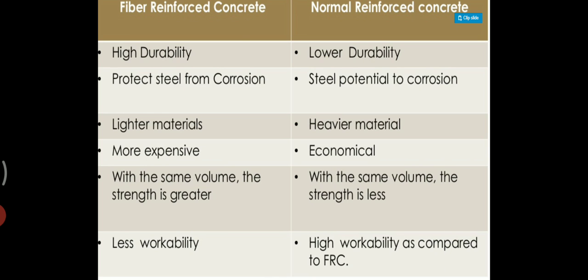Then there is a small comparison between fiber reinforced concrete and normal reinforced concrete. The first one is fiber reinforced concrete, which has high durability, but when compared to FRC, the NRC, that is normal reinforced concrete, has lower durability. Then fiber reinforced concrete protects steel from corrosion. Here steel has potential to corrosion. Then we use lighter materials. Here we are using heavier material, and fiber reinforcement was somewhat more expensive, but here it is economical.